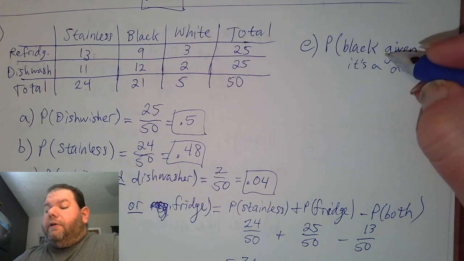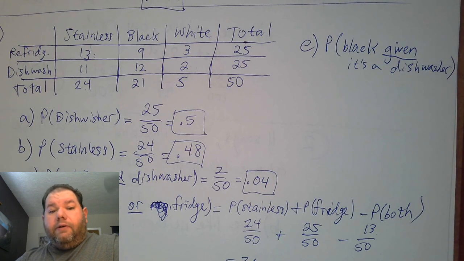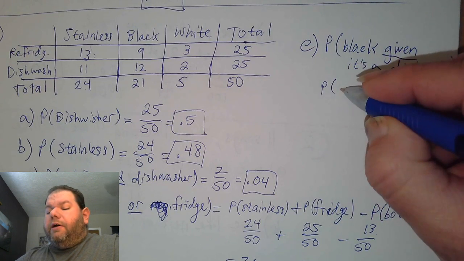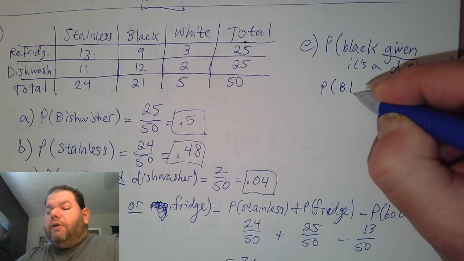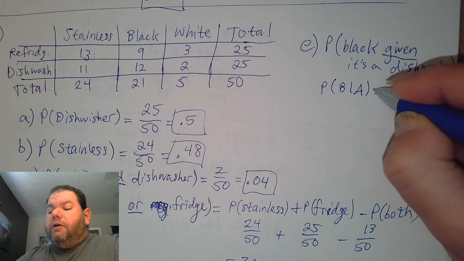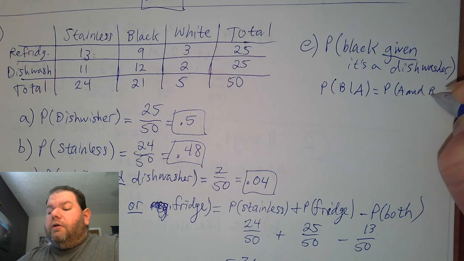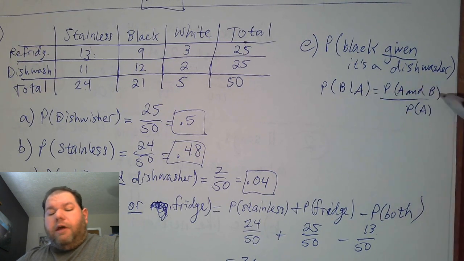Now, whenever we see given, this is our conditional probability. So the probability of B given A is equal to the probability of A and B divided by the probability of A. And you'll have these formulas provided as part of the test.